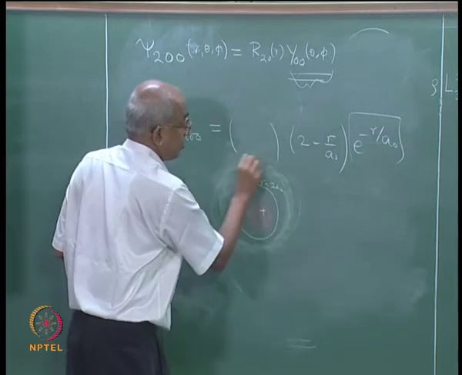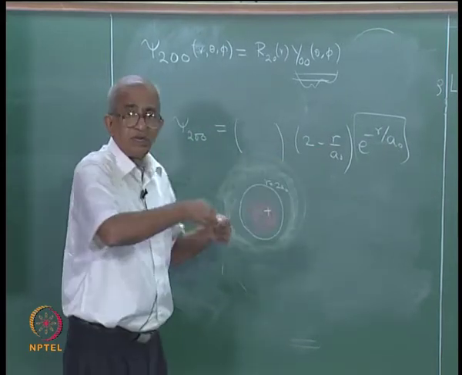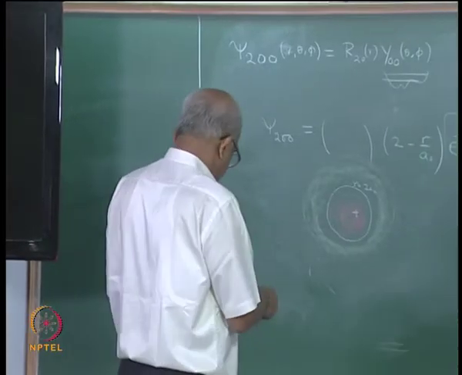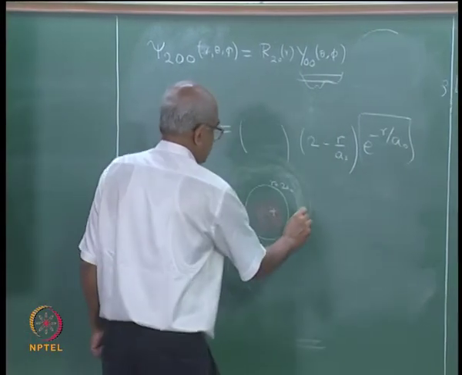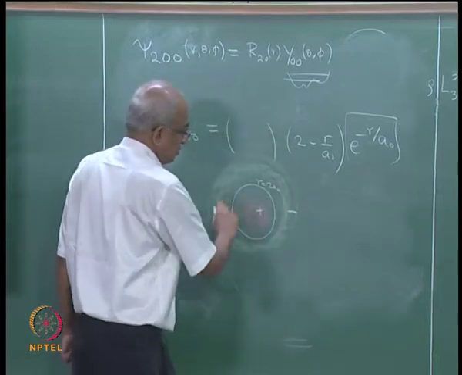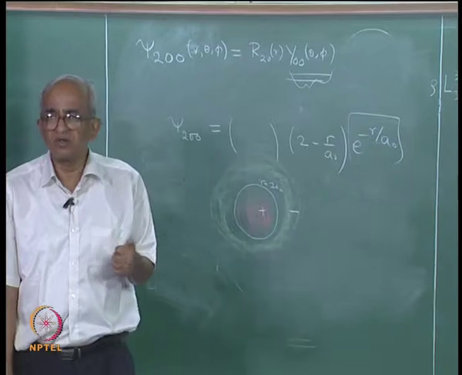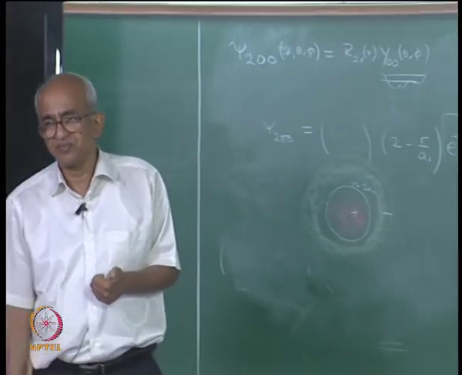And as you go away from the nucleus, what will happen? The wave function will steadily go on decreasing, but of course, it will become 0 only at infinite distance. So, in this region, the wave function is negative. And so, this function has a node. The node is actually the surface of a sphere of radius 2a0.